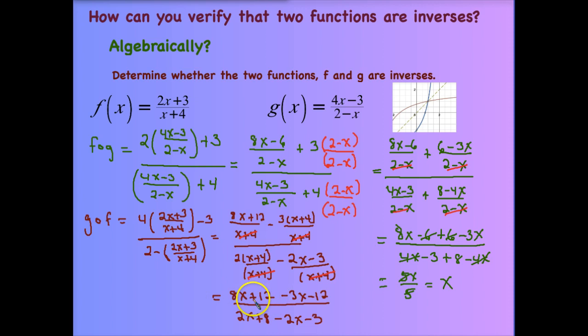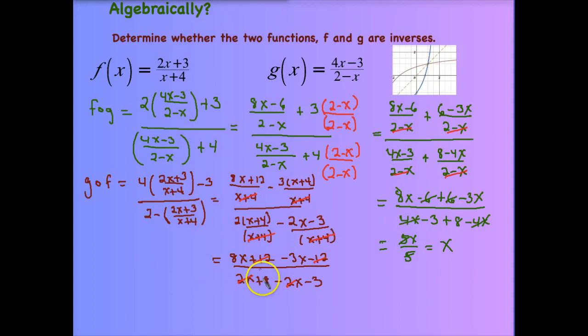We can see up here that our 12s cancel, our 2x's down here cancel, and we're left with 8x minus 3x, which is 5x, and in our denominator, 8 minus 3 is 5. These cancel, and once again we get x. So we have proved algebraically that both of these functions are inverses of each other. Let's go through one more example.